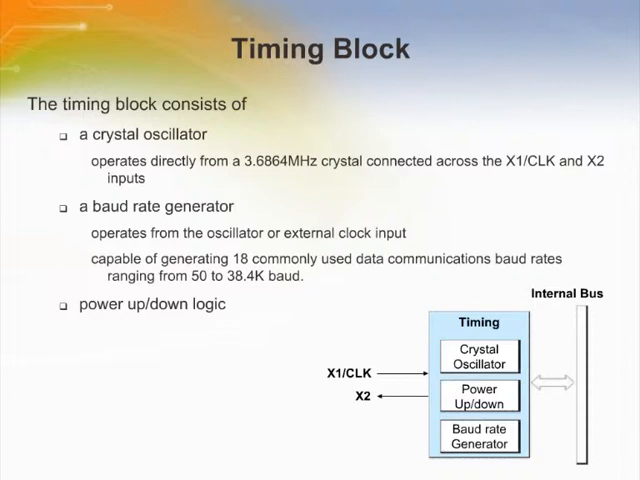The clock serves as the basic timing reference for the baud rate generator, the counter or timer, and other internal circuits. The baud rate generator operates from the oscillator or external clock input and is capable of generating 18 commonly used data communication baud rates, ranging from 50 to 38.4K baud.